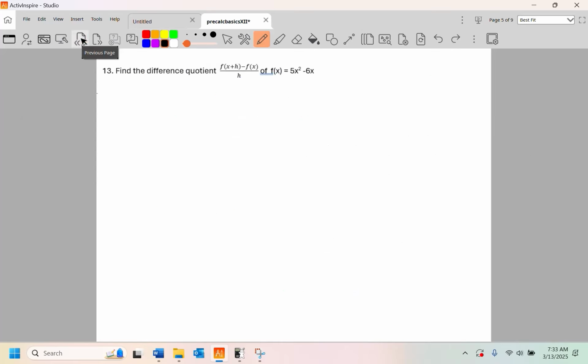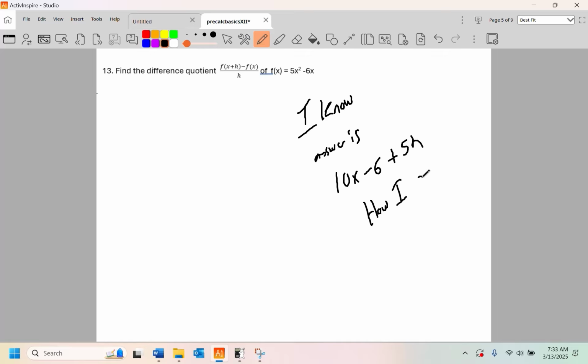13, find the difference quotient. Now here's a shortcut to this. Pay attention to how I do this. I know the answer is 10x minus 6 plus 5h. How did I do that?